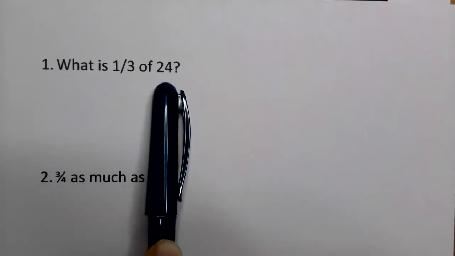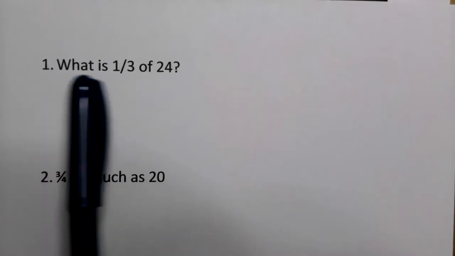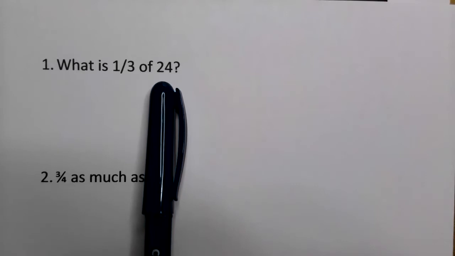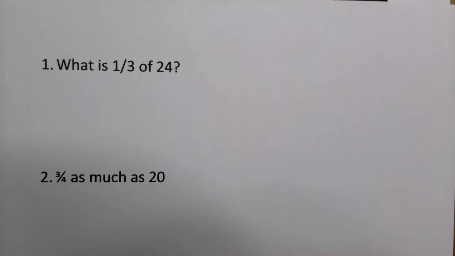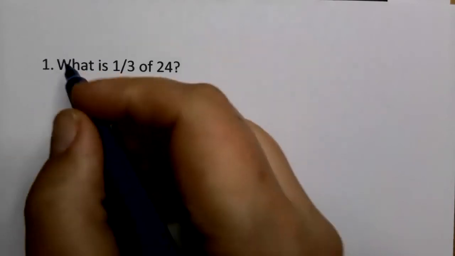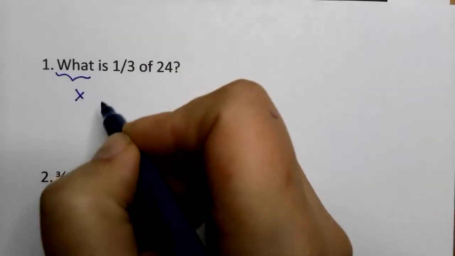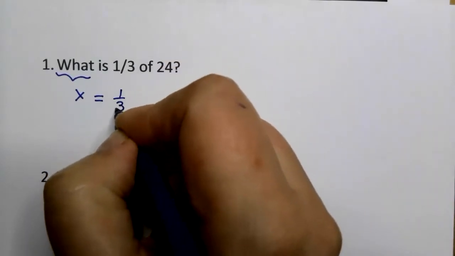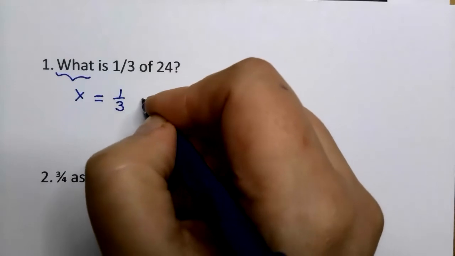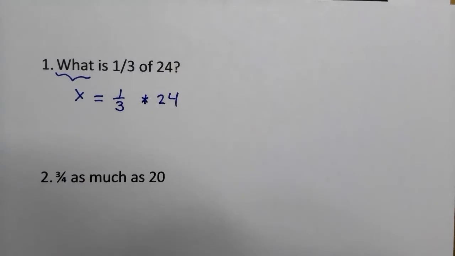And this is the basic form that you want to translate your word problem into, because this sentence translates directly into math with no hassle. So what is our unknown? That's what we're looking for. So that's going to be x. "Is" always translates into an equal sign. Then we have "1/3 of" translates into multiplication, and then 24. And here you go. You have your equation.